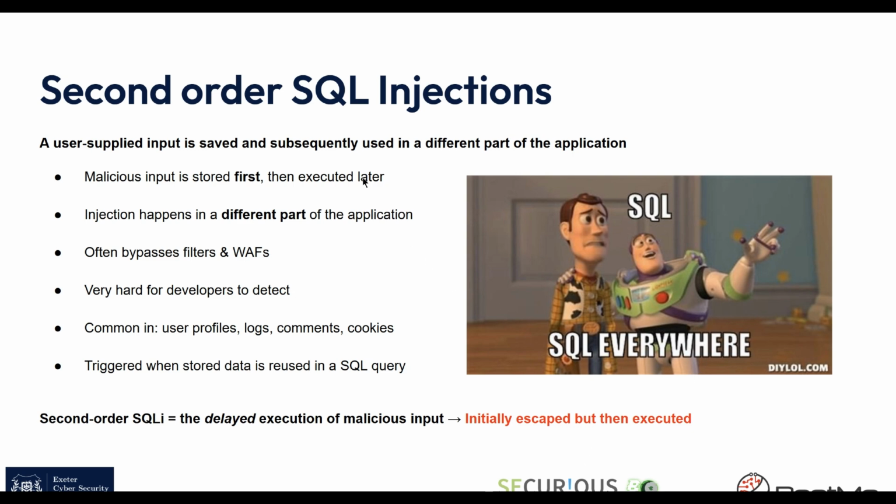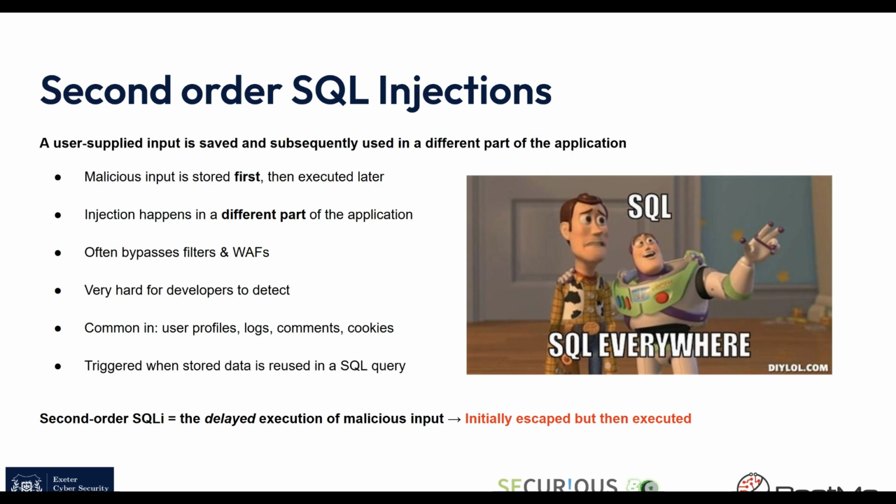So malicious input is stored first, then executed later. Injection happens in a different part of the application, making it quite tricky and very hard for developers to patch. It often bypasses the filters and the web application firewall. WAF is web application firewall. Because it's not executed straight away, it makes it seem like a genuine query executed by the application. That's why it's so dangerous.